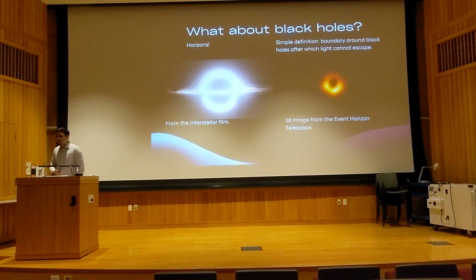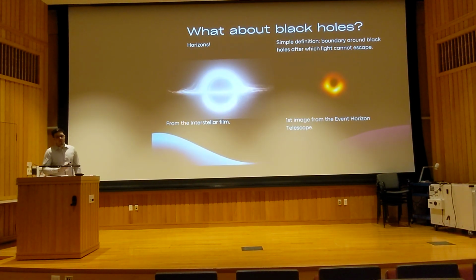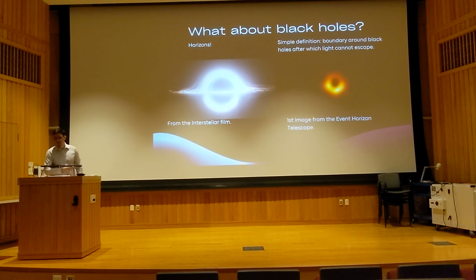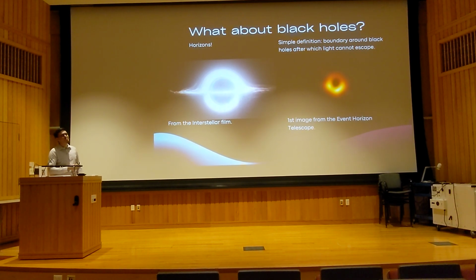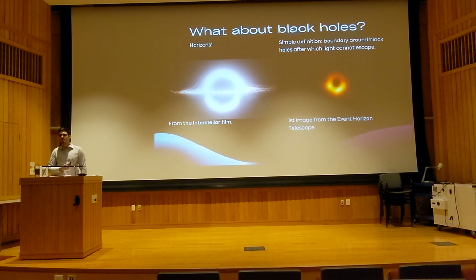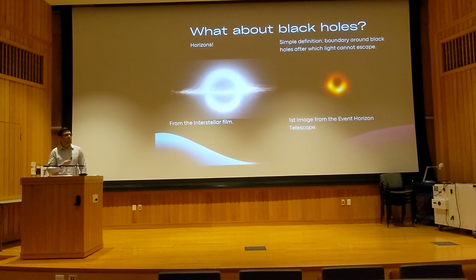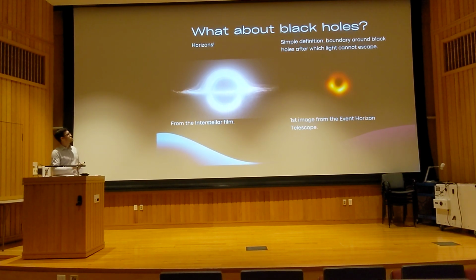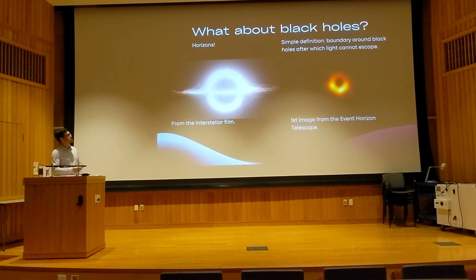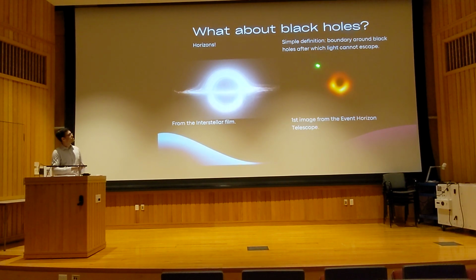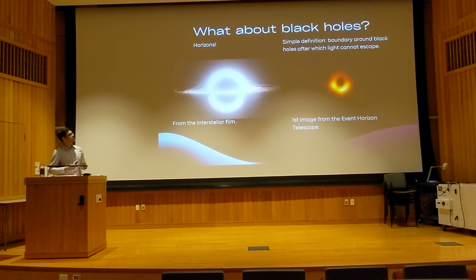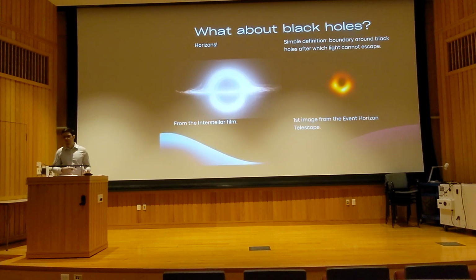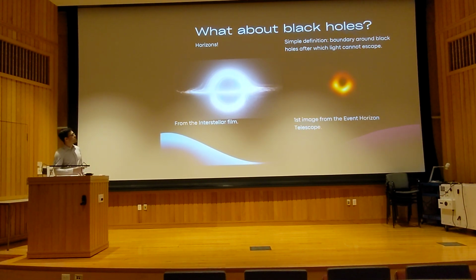But I also had black holes in the title, so why are we going to talk about black holes in this presentation? We're mostly going to focus on the horizon, and there are many definitions of horizons. We have the event horizon, the apparent horizon, black hole shadows. All of those are not relevant for this discussion. We're just going to use the word horizon in this presentation from here on. The simple definition is that the horizon is the boundary around the black hole after which light cannot escape. So that's why we see it as dark.